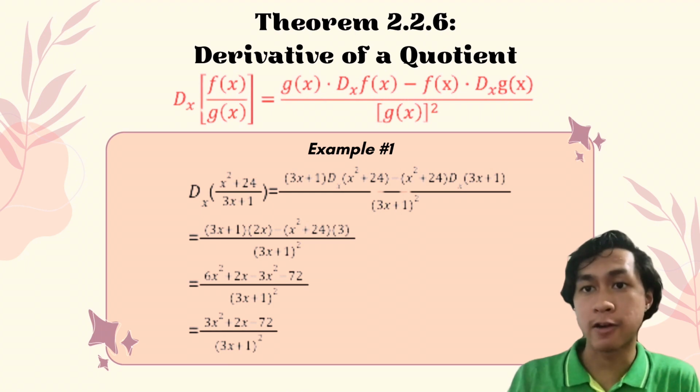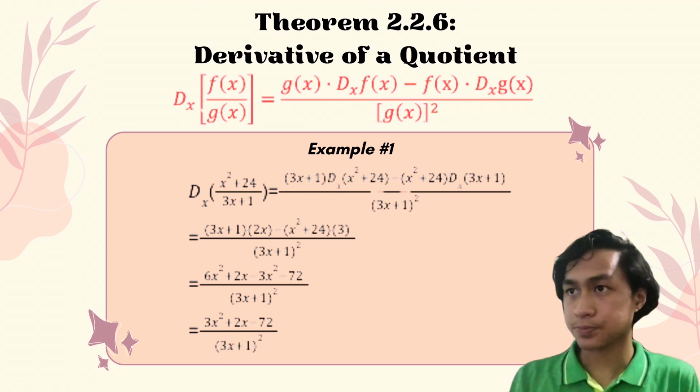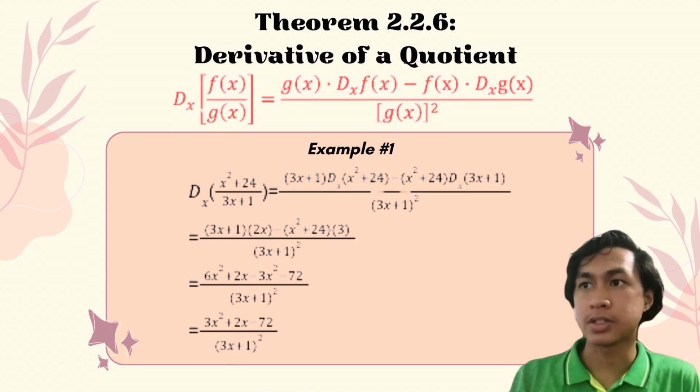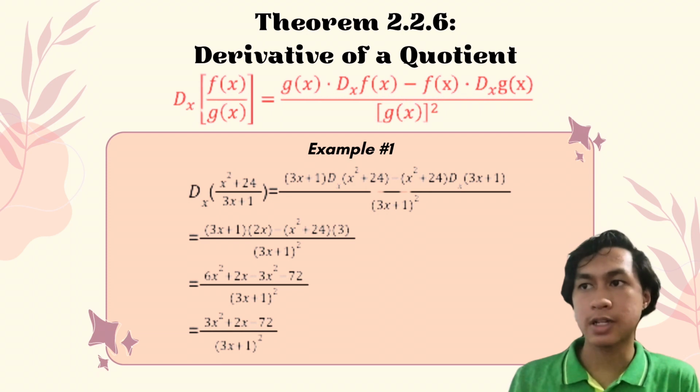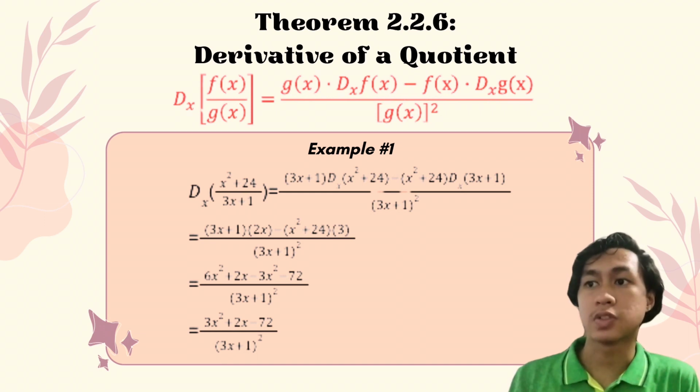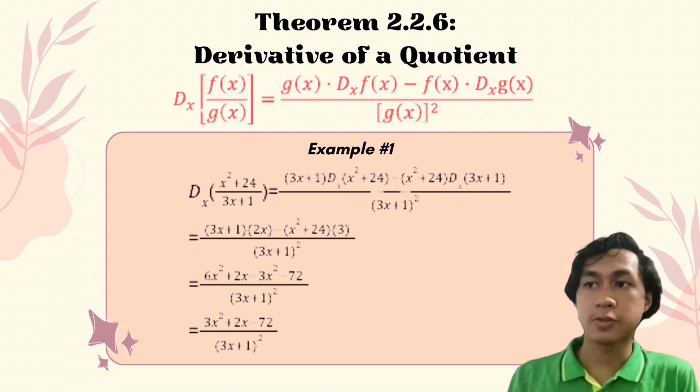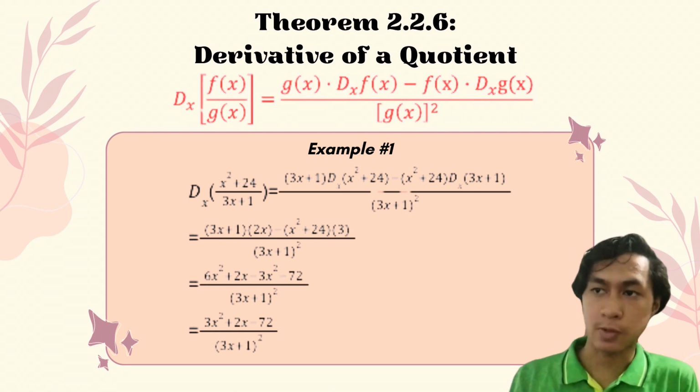So after that, find the derivative of the two functions, which is 2x and 3. So right after that, multiply the corresponding given of the derivative of the two. So 3x plus 1 times 2x minus x squared plus 24 times 3 over 3x plus 1 squared. So it will equal to 6x squared plus 2x minus 3x squared minus 72 over 3x plus 1 squared. So for the last step, simplify the like terms. So it will equal to 3x squared plus 2x minus 72 over 3x plus 1 squared.